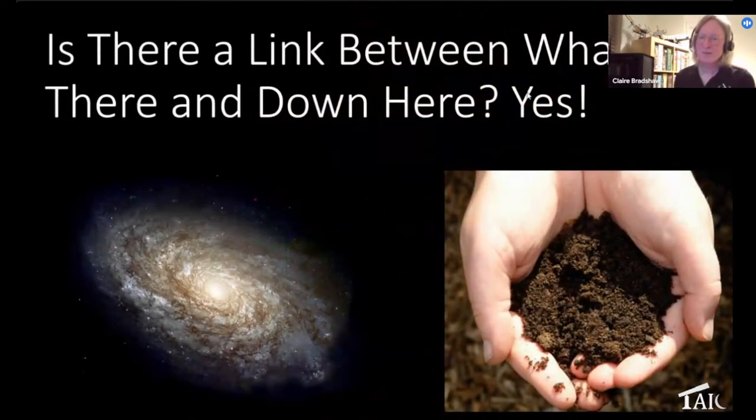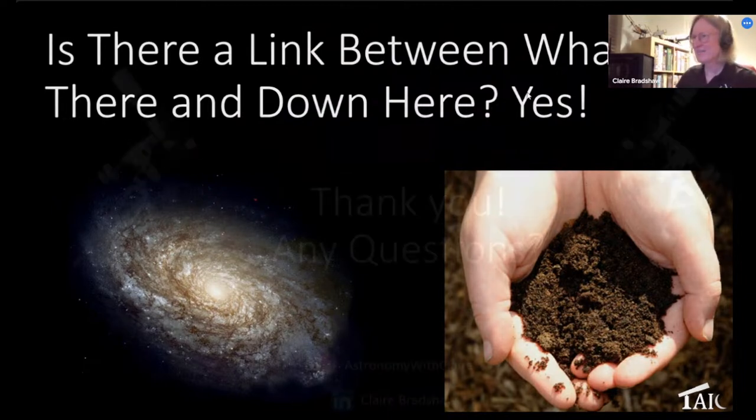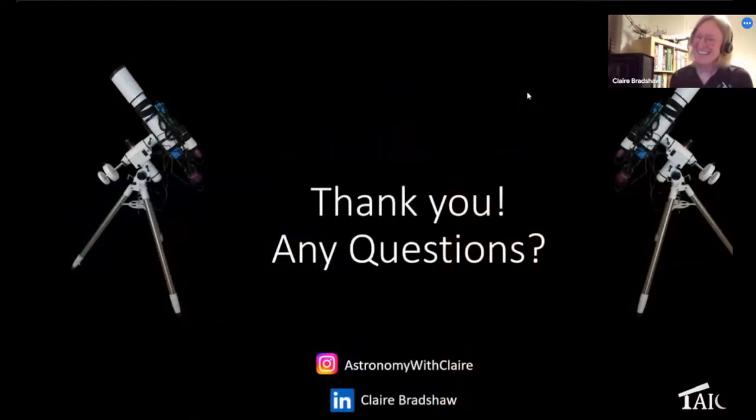So is there a link between what is up there and what is down here? Yes, there is. There is an intrinsic link, and I love taking photographs of those objects, knowing that I have a connection, a massive connection, like with all of us around us, and everything that we have is linked with what is up there. And with that, I managed to get through it.